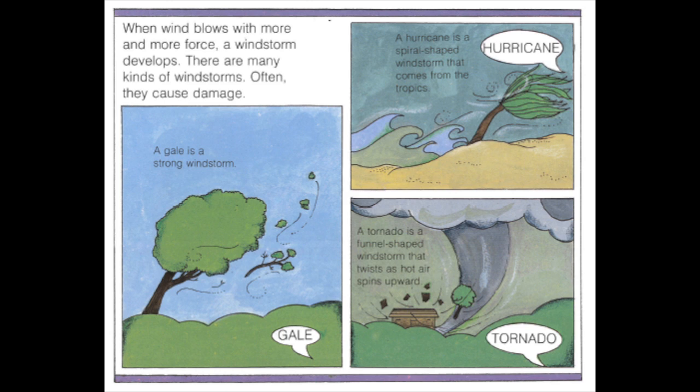Hurricane. A hurricane is a spiral-shaped windstorm that comes from the tropics. Tornado. A tornado is a funnel-shaped windstorm that twists as hot air spins upward.